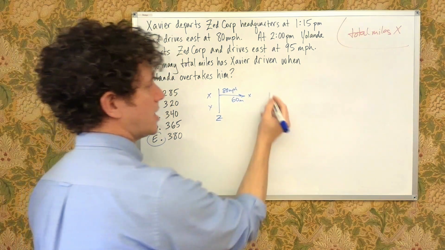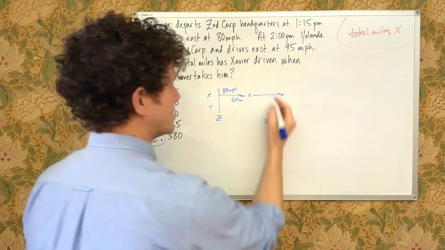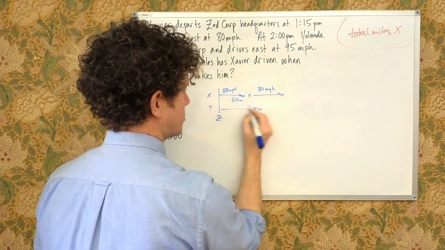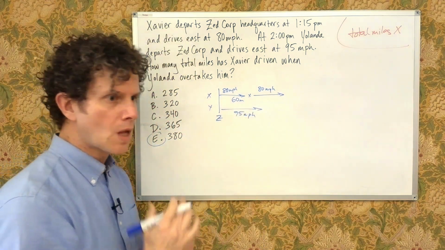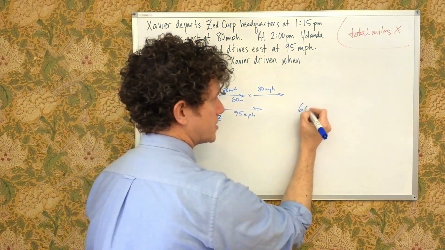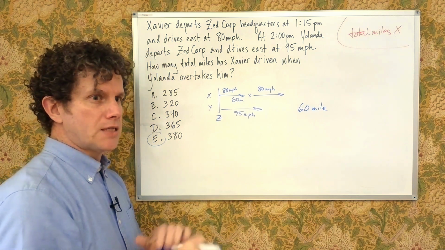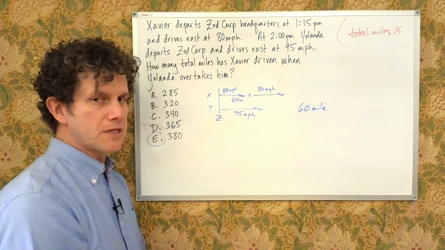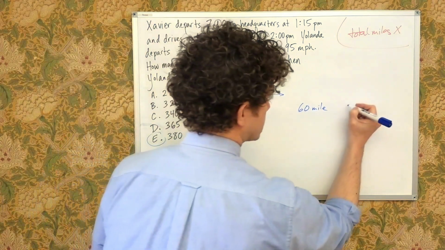He has that head start when the race, if you want to think of it that way, begins. He's carrying on at 80 miles per hour, and she's trying to catch up at 95 miles per hour. One way to think about the situation here is he has a 60-mile head start. And how fast is she catching up to him? She's catching up to him at the difference of their speeds.